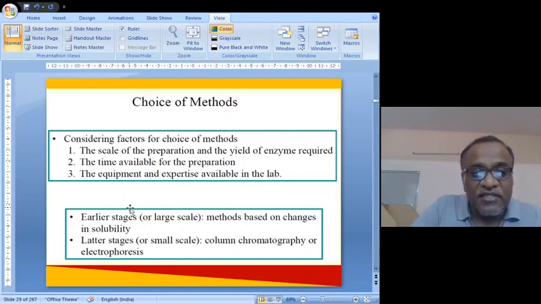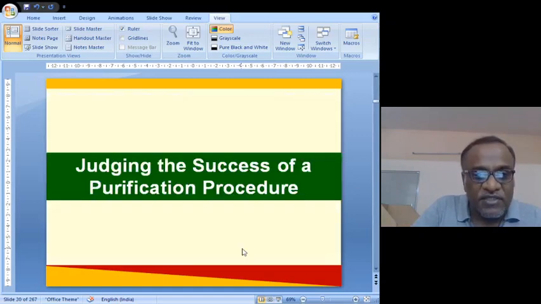So in the earlier stages, that is large scale, the methods are based on changes in solubility, and in later stages, that is small scale preparations, you can go for column chromatography or electrophoresis. So in large scale separation methods, you can only observe the changes in solubility. In later stages, that is in small scale separations, you can go for column chromatography or electrophoresis.